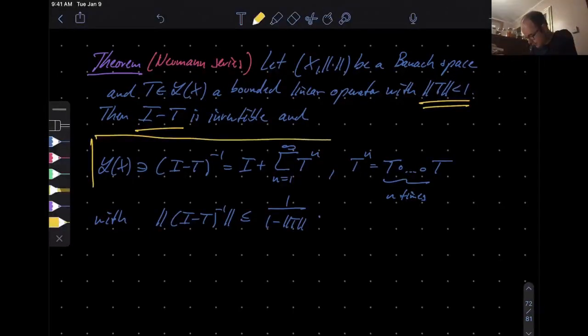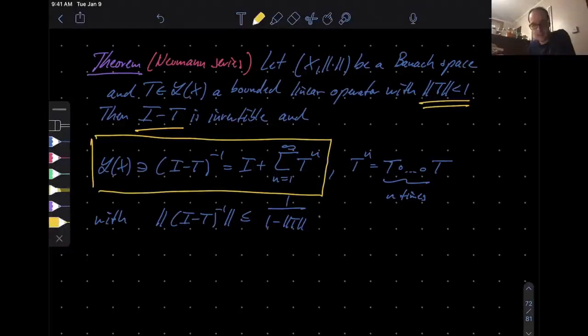So very much like just a geometric series. 1 minus T, its inverse, is 1 plus, and then the infinite series T to the power n. So the nth power indicates the n-fold composition. So you compose T with itself n times, and then you sum up the result. So this equality in particular means that the sum there is convergent.